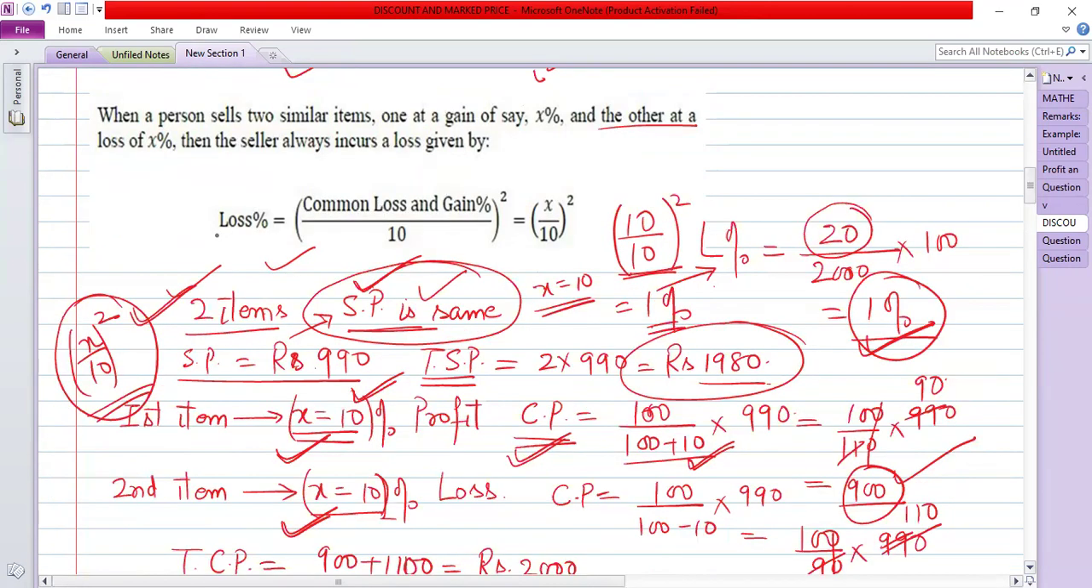So please mind that this formula is applicable if the selling price of the two items is the same. So this is the meaning of two similar items. What is the meaning of similar here? That the selling price must be the same.